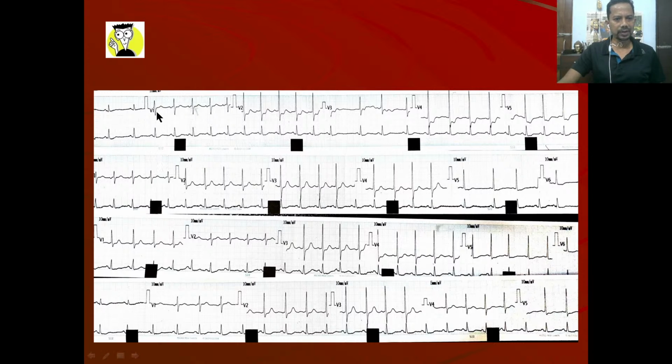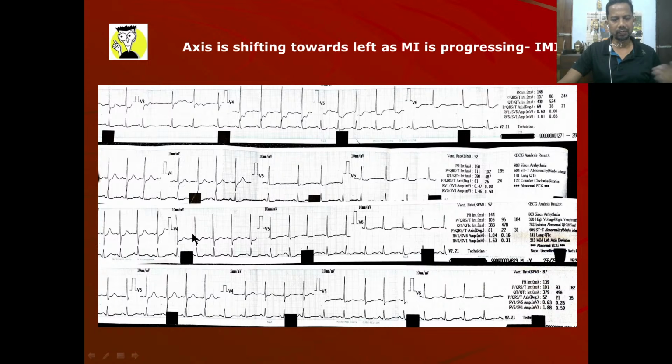Now you see V1 tall R, V1 V2 tall R. Now after a few hours, see the amplitude of the R wave in V1. This is small. Here it is so tall, taller than V2 also. This is posterior wall MI. So you have to always look at the ECGs in a serial manner. Label them as 1, 2, 3, 4, put the time and the patient's name.